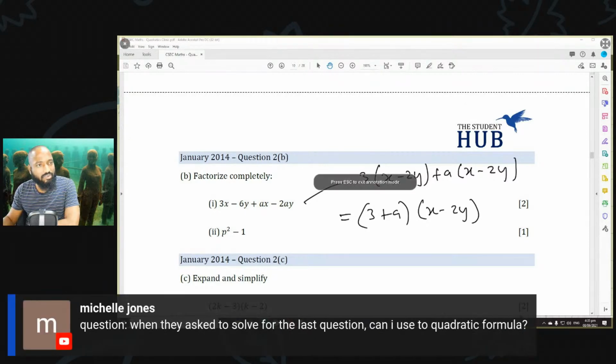Question, when they ask to solve, can you use the quadratic formula? Yes, I can use the quadratic formula.